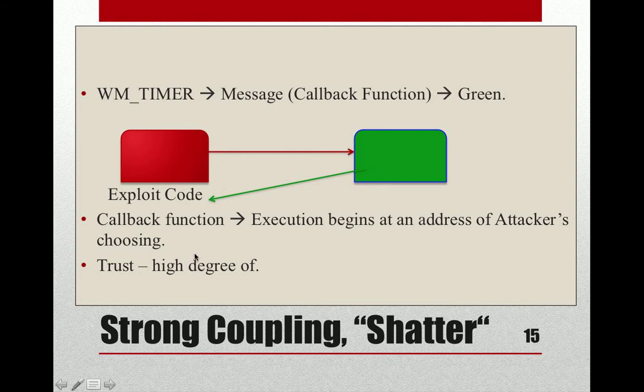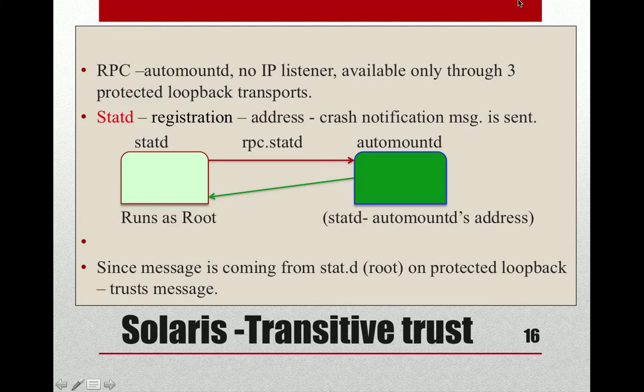One of the problems with strong coupling is this high degree of trust. This message is being sent and there's no authentication that the message is authentic. There's no trust boundary between these two. It's just a shared trust between the two. And this is called a Windows shatter vulnerability.